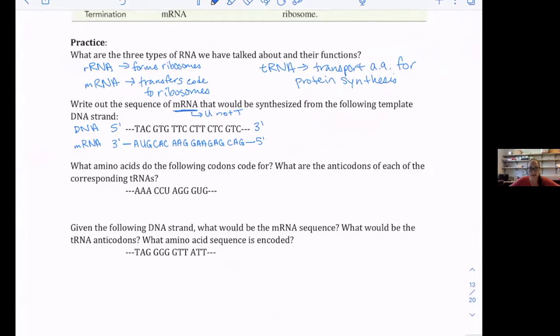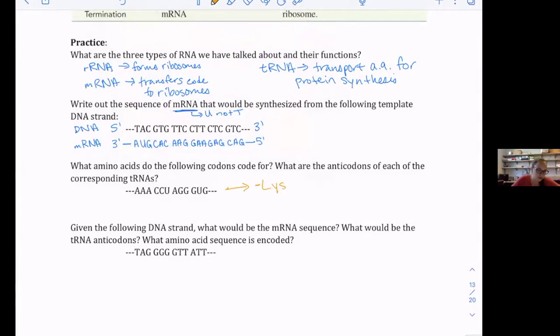What amino acids do the following codons code for? What are the anticodons for each of the corresponding tRNAs? So first, let's look at the protein. So I'm going to draw it on the right. I have my chart in front of me so that I don't have to go back and forth to the earlier pages. This first one is AAA, which is based off of my chart. It looks like it's lysine, so it's LYS.